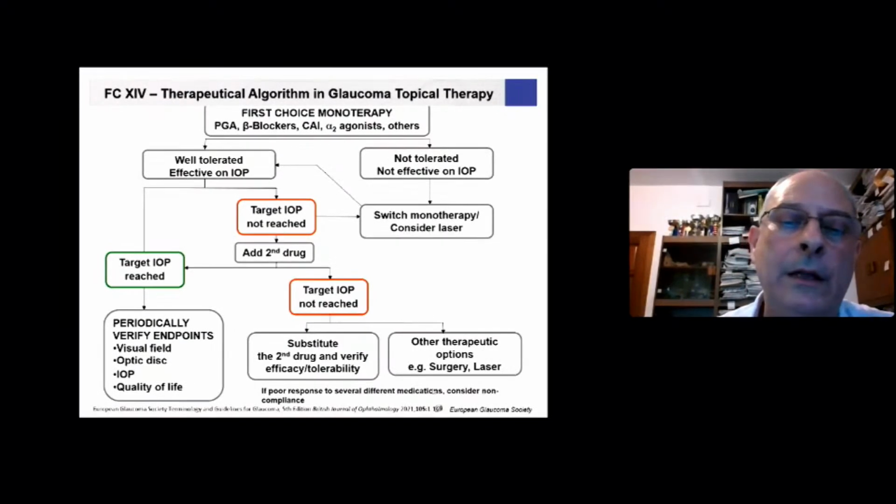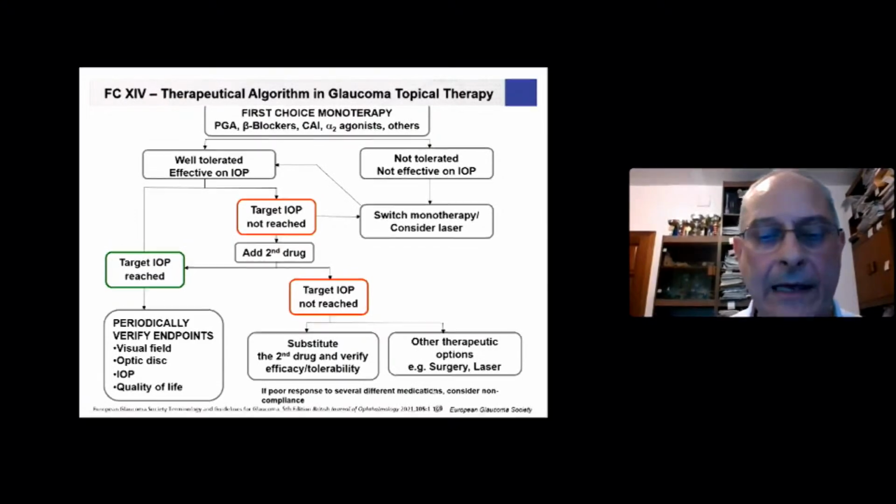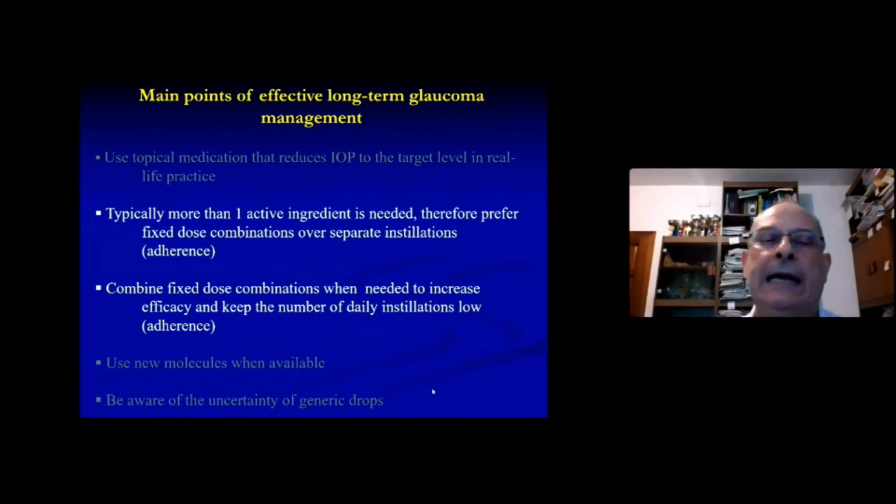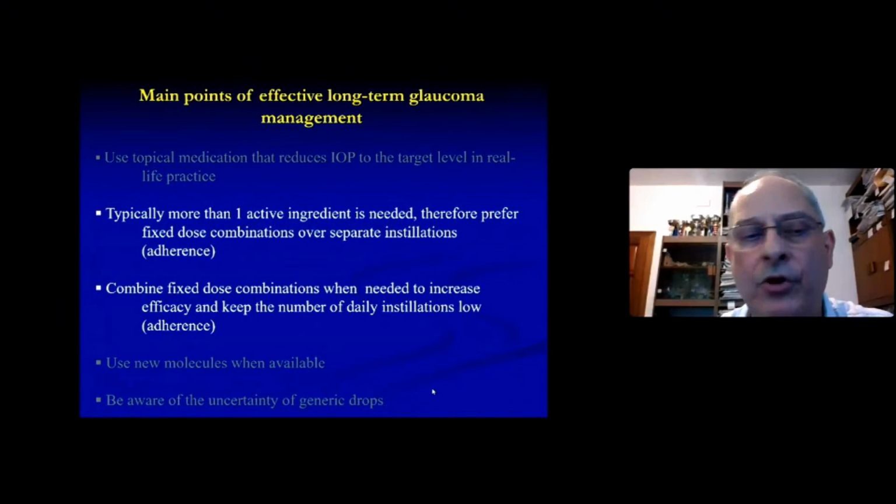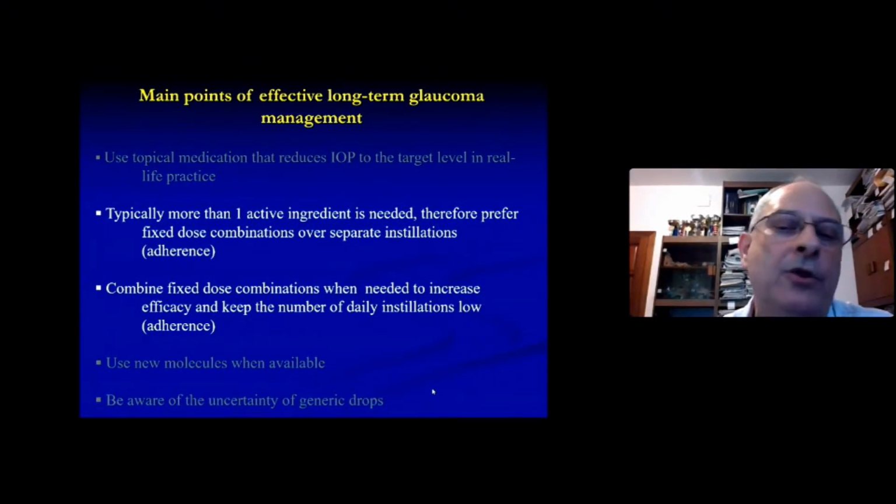However, if the first or the second medication is not tolerated, or the combination is still not strong enough to put down the IOP to the targeted range, we have to change either the first monotherapy or the second, or we have to go for laser or surgery. This is the basic approach. But we have to understand that this is not just a basic approach, this is a typical approach, since most patients require more than one active IOP lowering ingredient for sufficient IOP reduction.